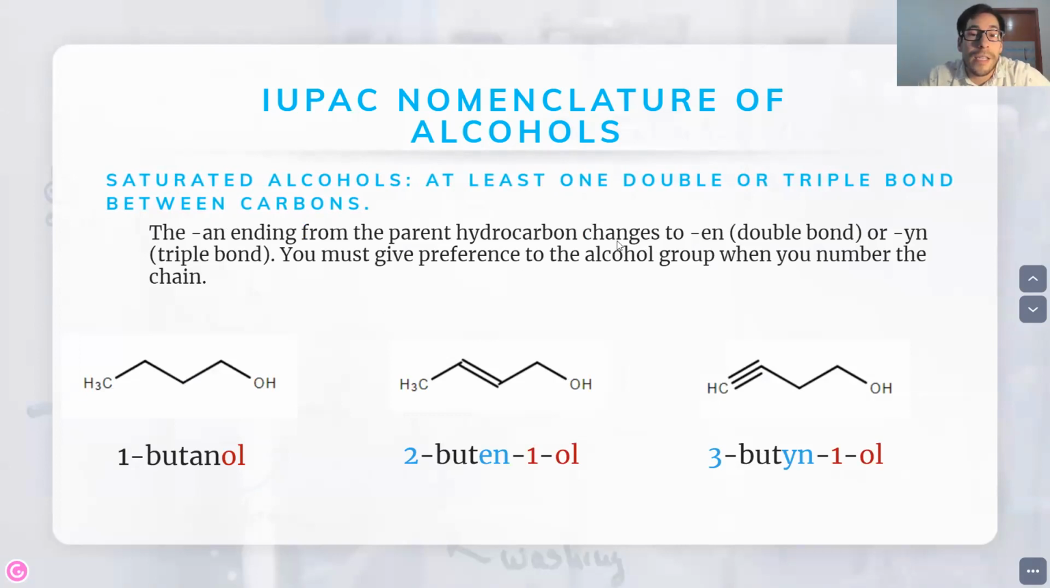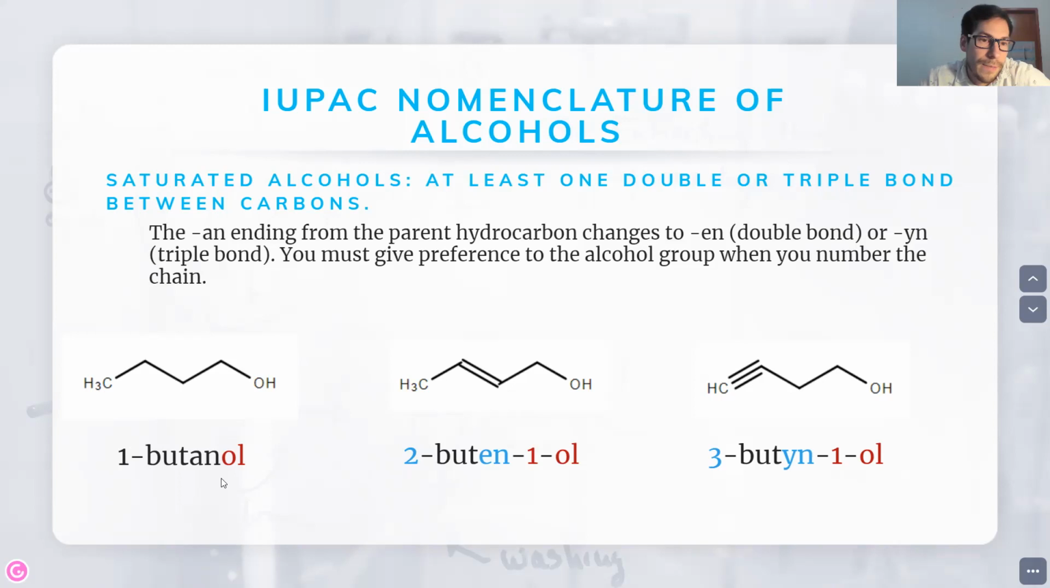When we have alcohols with double bonds, in this case unsaturated alcohols, I have to change this from saturated to unsaturated: at least one double bond or triple bond between the carbons. So the ane ending from alkane has to change to ene or yne, as we did before in the alkenes and alkynes. You must give preference to the alcohol group over the double or triple bonds, so the numbering has to favor the OH group.